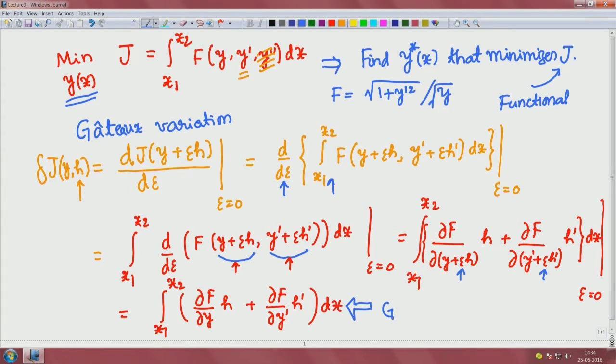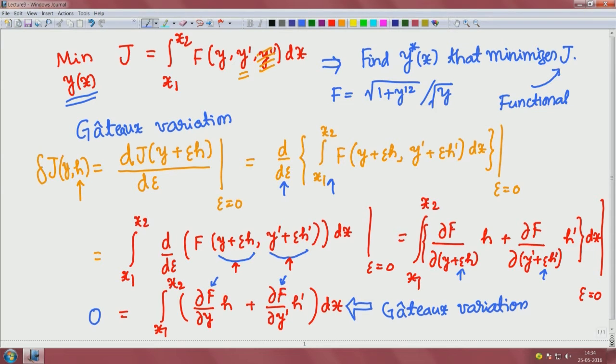is what we call the Gateaux variation. That is the equivalent of the gradient as we discussed in the last lecture. Now, the necessary condition is that this Gateaux variation should be equal to 0. So, we have an integral that should be equal to 0 as a necessary condition for any function y that we take. Where is y? y is in this f, right.